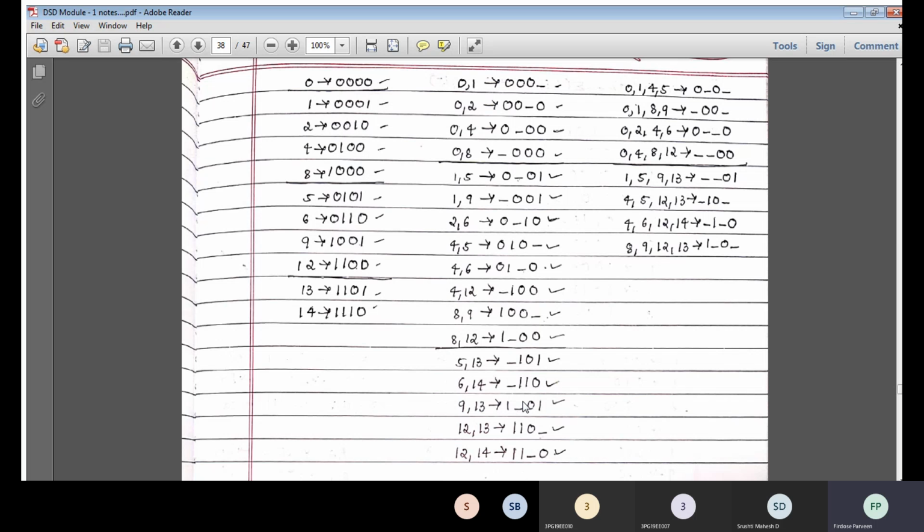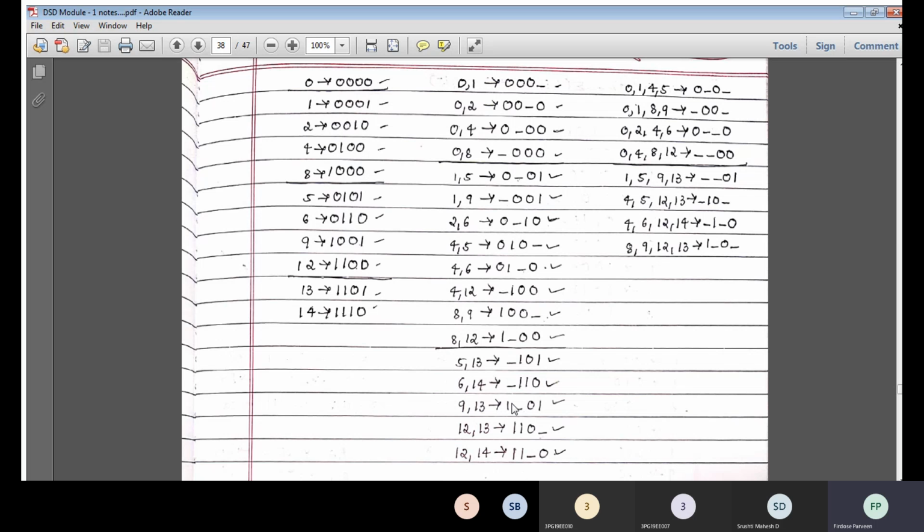So 1, 9 and 5, 13. Same thing as I have written now. 1, 9, 5, 13 and 1, 5, 9, 13 you will get the same thing, that is dash dash 0, 1. So I'll put a tick mark for 1, 9 as well as 5, 13. Next 2, 6. 2, 6 at the second position, where is it?